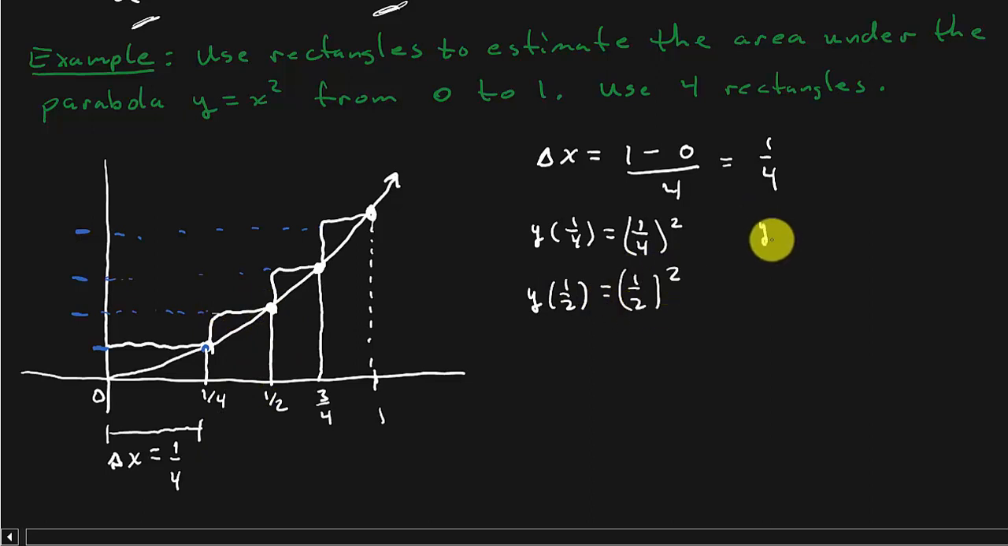And then we have y of 3/4, which would be 3/4 squared. That's the height of this third rectangle. See? Plug in the 3/4, and that gives me this y value here. And then the last one, y of 1, which would be 1 squared.